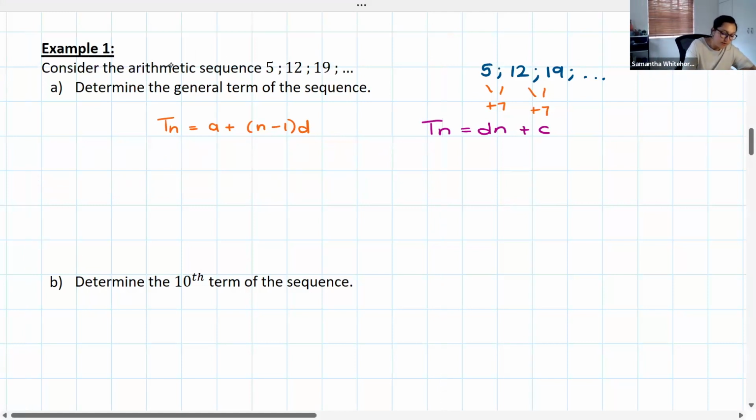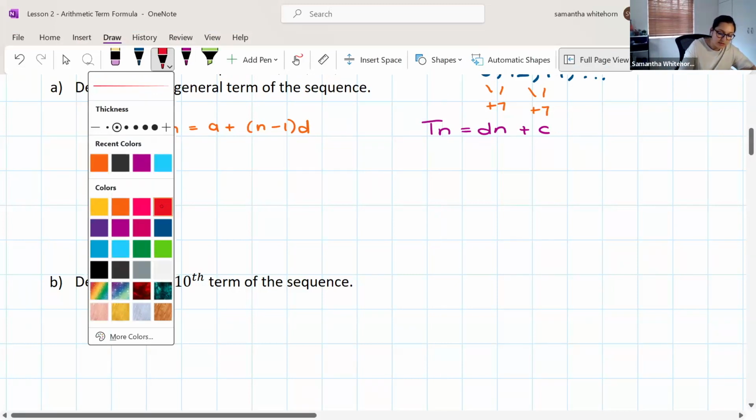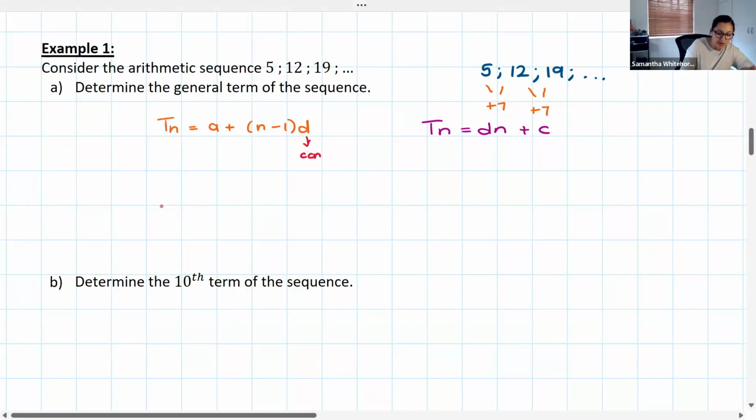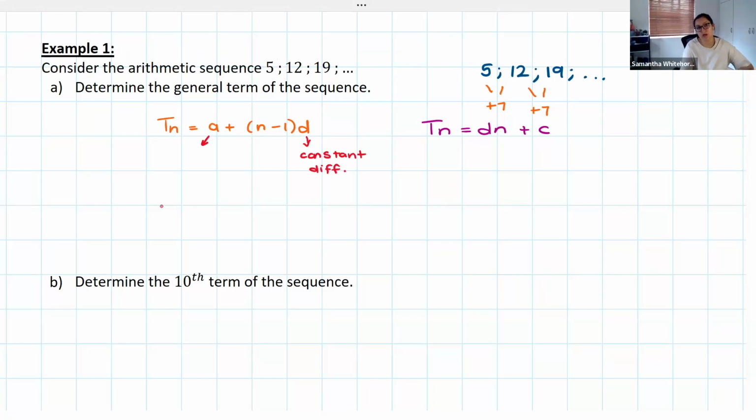Now, I don't want to say obviously, but I think it makes the most sense to start with D, because that would be our constant difference. So we would need to know what D is in our general formula. Does anyone know what A represents? What does A represent in this formula? A represents the first number.